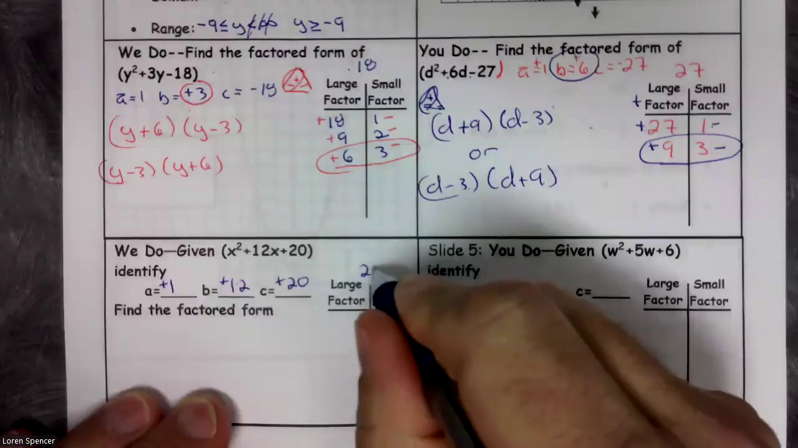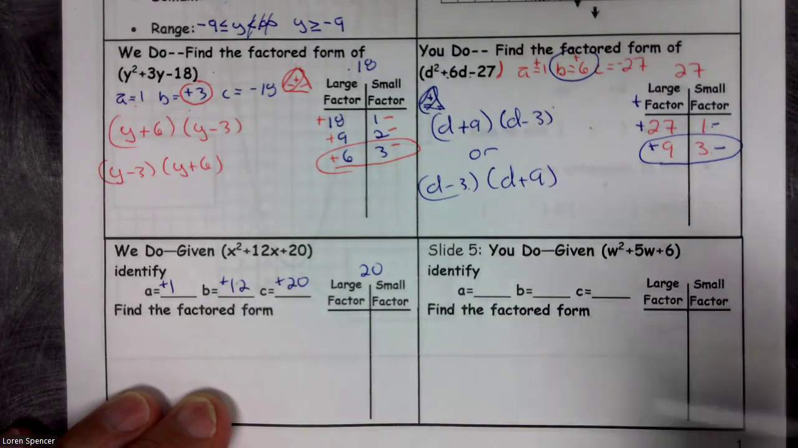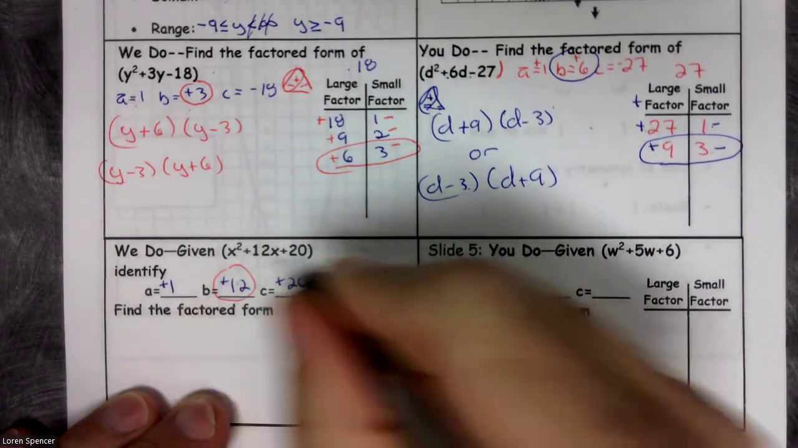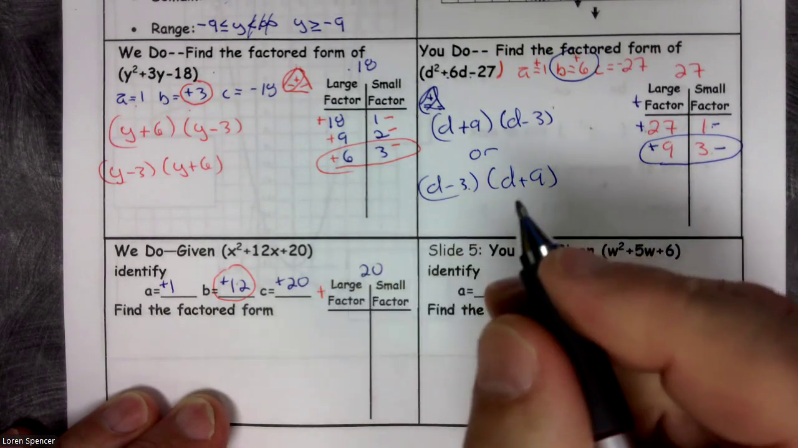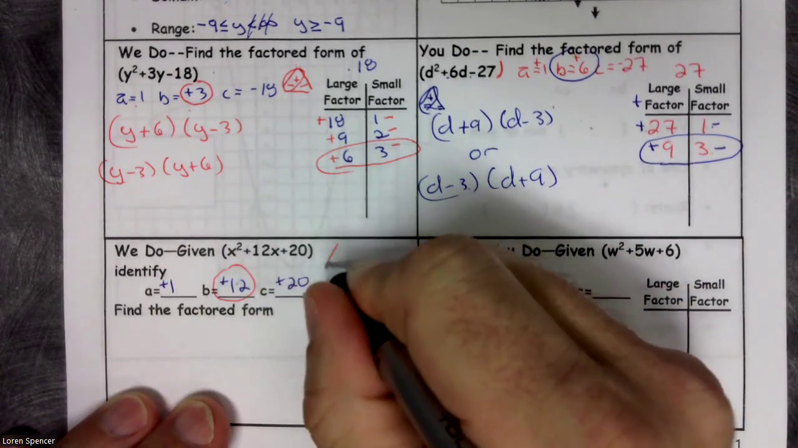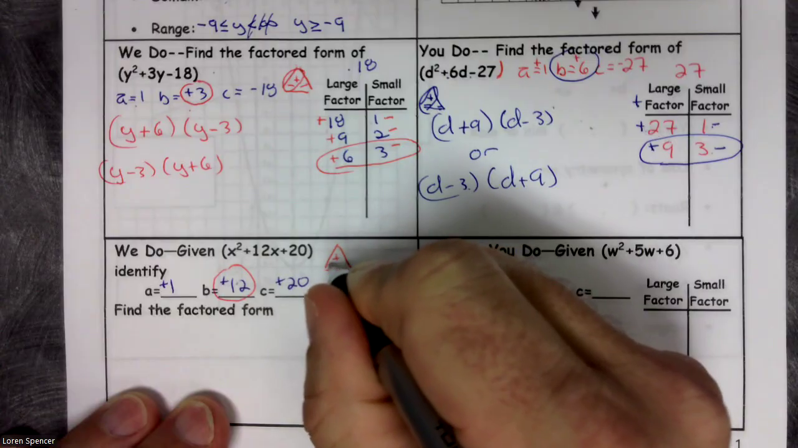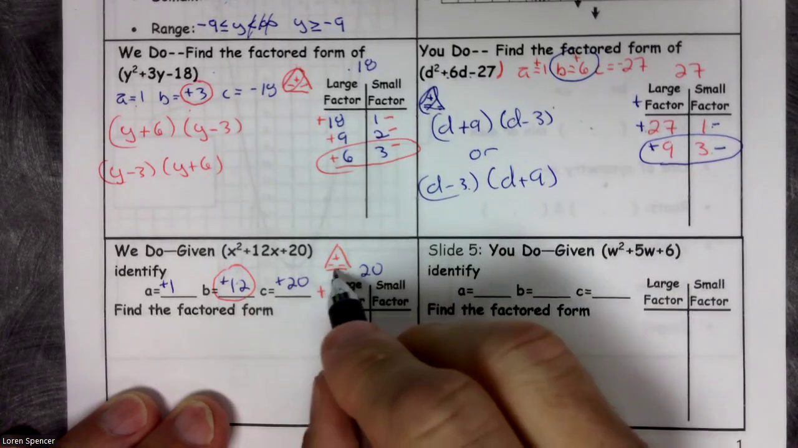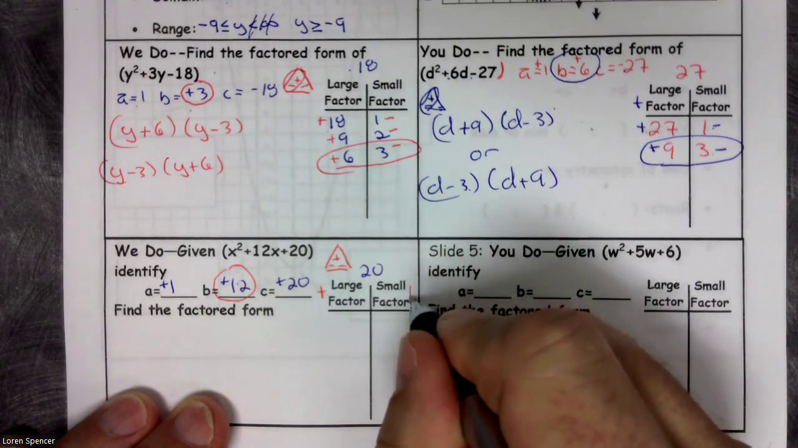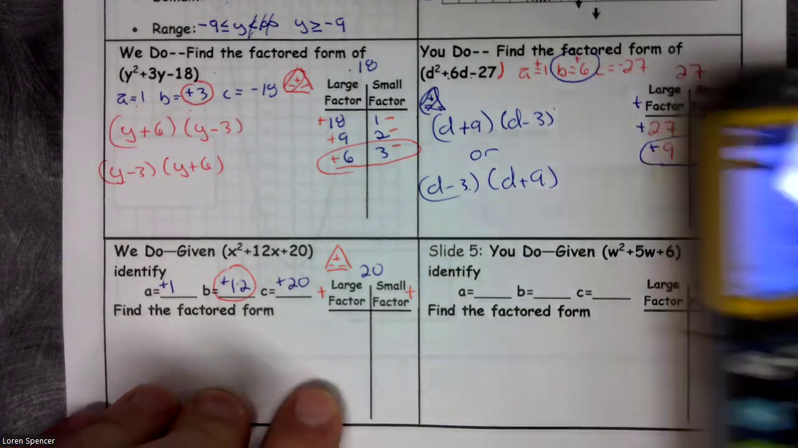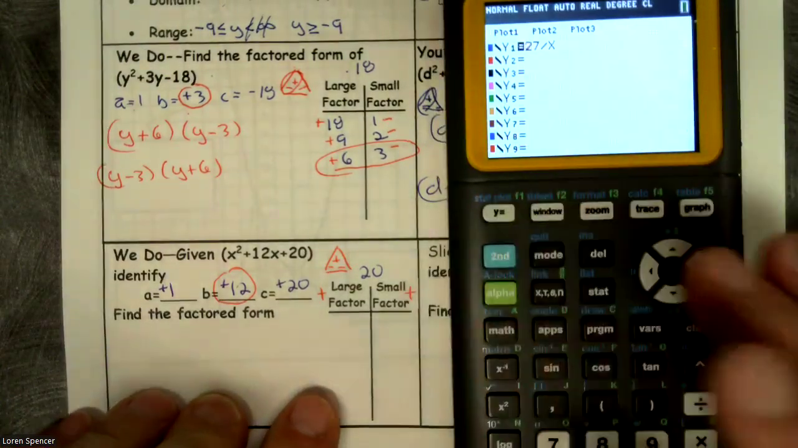So I'm going to need the factors of 20. When I look at this, I know B is positive, so that means my large factor is positive. And at this point, I can even, if I want to, go ahead and do the triangle. Well, I have two positives. If I have two positives, then both are positive. So I'm going to go find out the factors of 20.